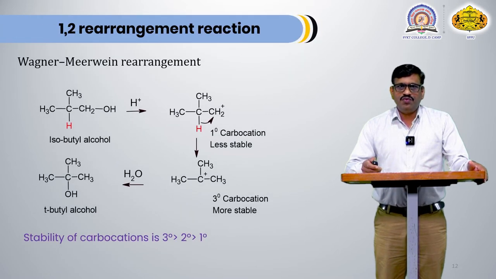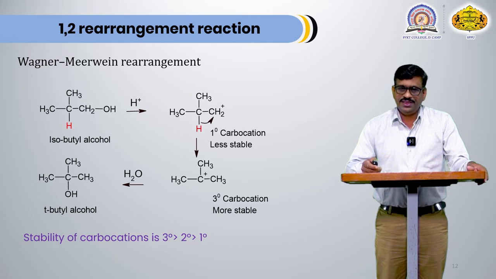An important example of a 1,2 rearrangement reaction is the Wagner-Meerwein rearrangement. In this case, an alcohol, that is isobutyl alcohol, is treated with acid, and the bad leaving OH group is converted to a good leaving OH2 positive group. After removal of water, a carbocation is generated. In this case, this carbocation is a primary carbocation.